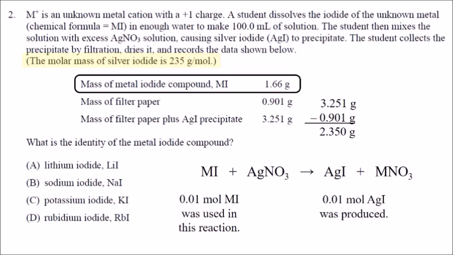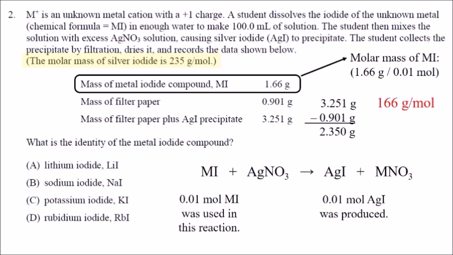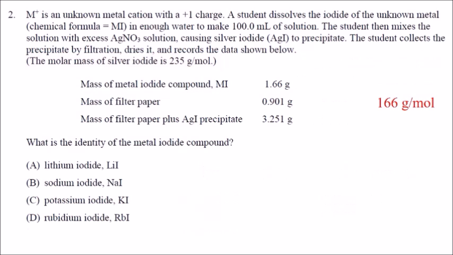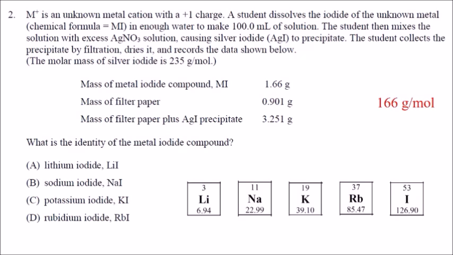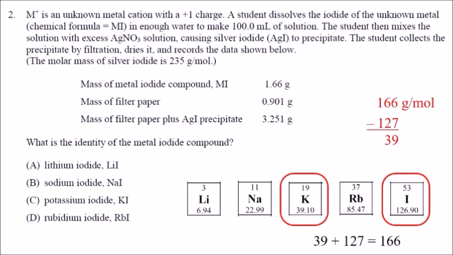So we know the mass of the metal iodide compound was 1.66 grams, and we know that that was equivalent to 0.01 moles. So the molar mass of this mystery compound is 1.66 divided by 0.01, and that works out to be 166 grams per mole. So now we have 4 choices: lithium iodide, sodium iodide, potassium iodide, and rubidium iodide. All we have to do is figure out from the periodic table which one of these compounds has a molar mass of 166 grams per mole. If we subtract 127 from 166, 127 is the mass of iodine. That means that the metal has a mass of 39. So the correct answer is potassium iodide, which has a molar mass of 166 grams per mole.